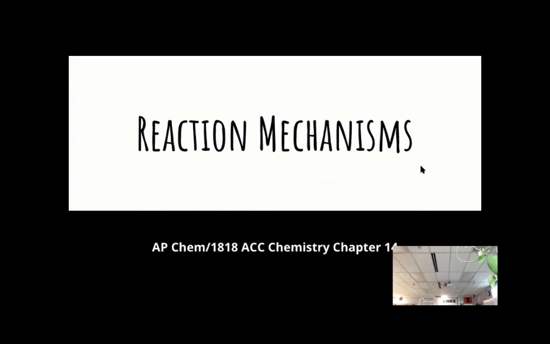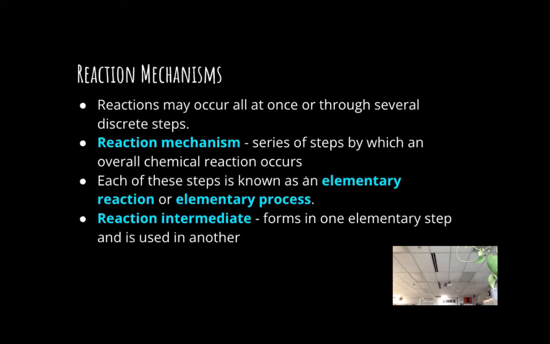Okay, so next thing is looking at reaction mechanisms. We've talked about reaction mechanisms before. We've looked at them at least when we do Hess's law. So when you look at Hess's law, it gives you those steps that you add up to give you the overall reaction. So those are the reaction mechanisms for given reactions. It shows us the steps by which an overall chemical reaction occurs. And those are called elementary reactions or elementary processes.